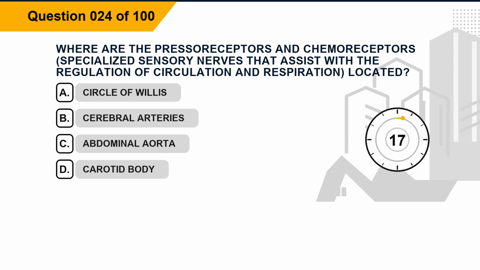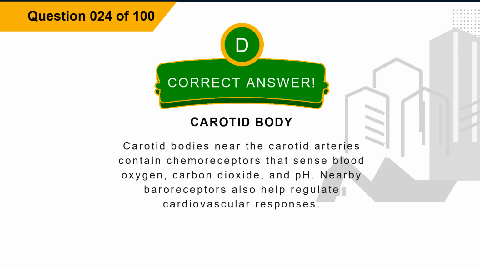Question 24. Where are the pressoreceptors and chemoreceptors, specialized sensory nerves that assist with the regulation of circulation and respiration, located? Option A, circle of Willis. Option B, cerebral arteries. Option C, abdominal aorta. Option D, carotid body. The correct answer is option D, carotid body. Explanation. Carotid bodies near the carotid arteries contain chemoreceptors that sense blood oxygen, carbon dioxide, and pH. Nearby baroreceptors also help regulate cardiovascular responses.